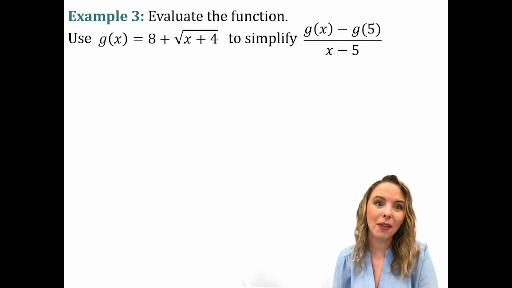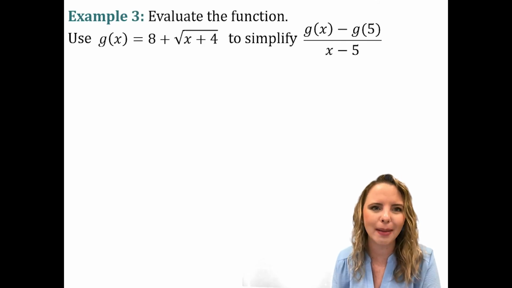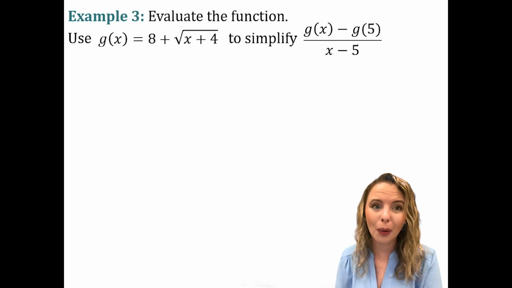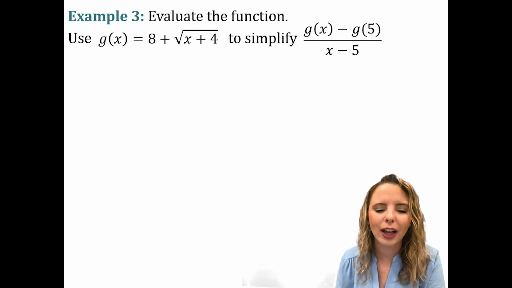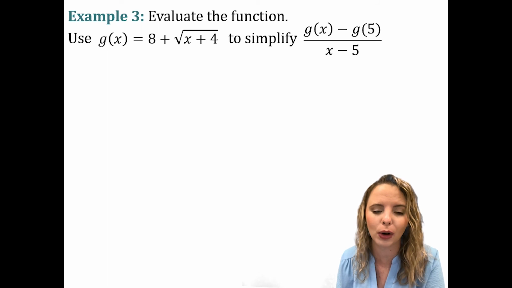Okay, so now we're moving kind of away from piecewise functions and we're adding back in evaluating functions. So this is going to be a little bit more work, but you can totally do it. We have g of x defined as 8 plus the square root of x plus 4. You're going to use g of x to simplify g of x minus g of 5 all over x minus 5. So we're going to make a longer expression based off of this.